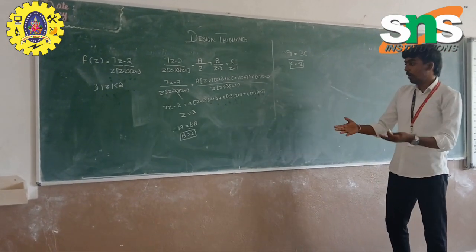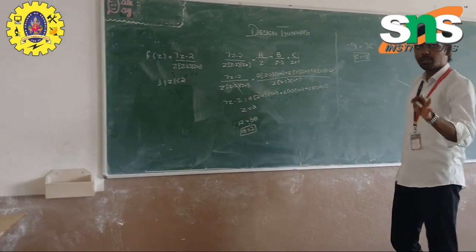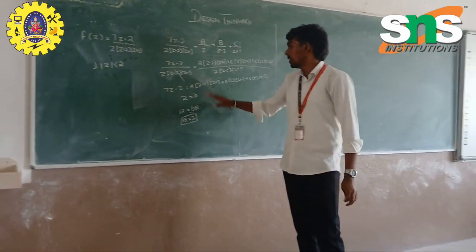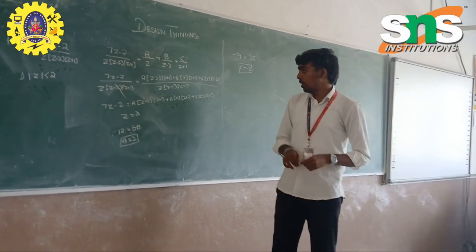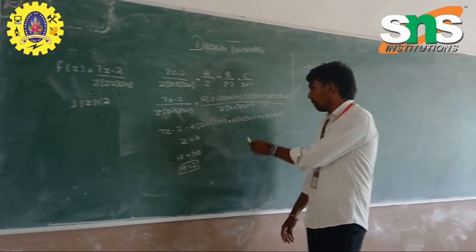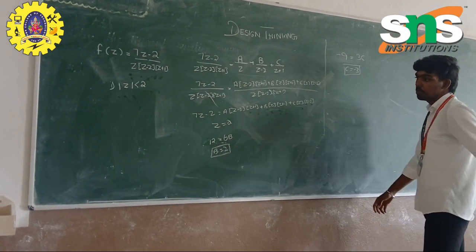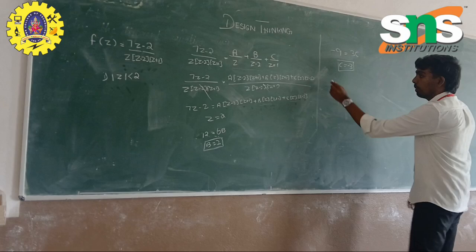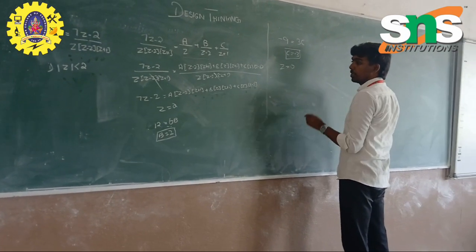Finally, we have found two values, that is the b and c. At the last, we have to find only one value, that is the a value. So for finding the a value, I can use z is equal to 0. By using z is equal to 0, the b value becomes 0, the c value becomes 0. I can easily find the a value by using z is equal to 0.